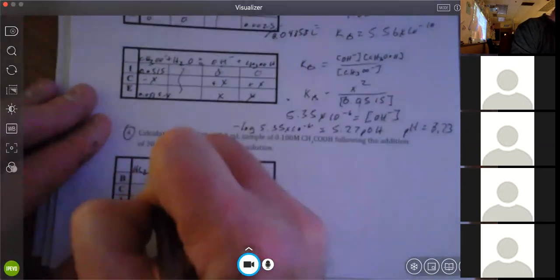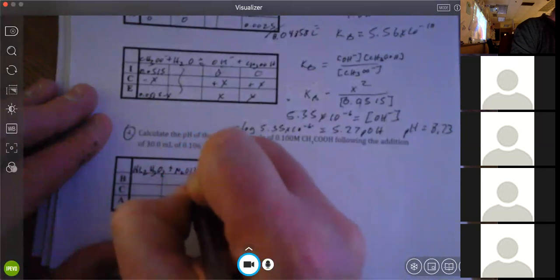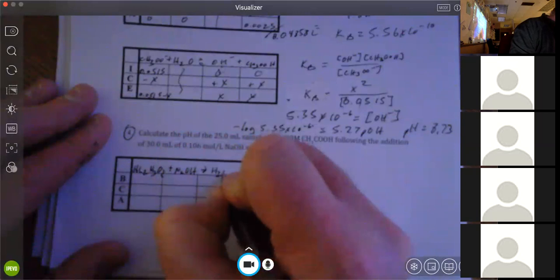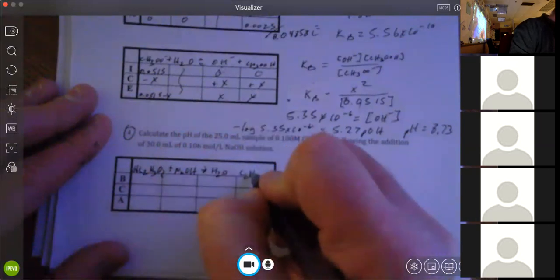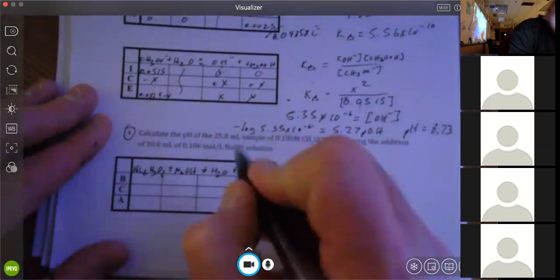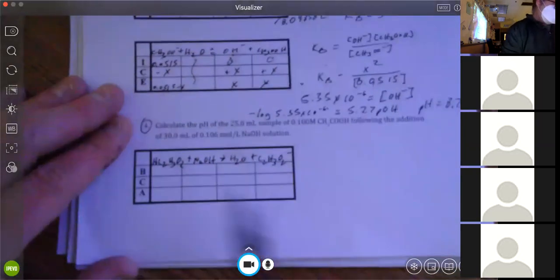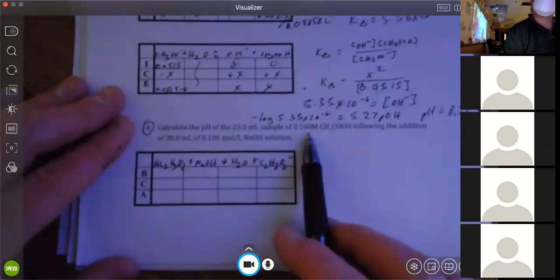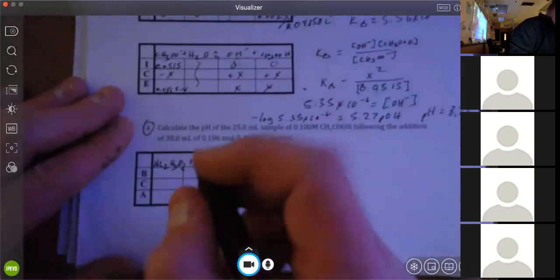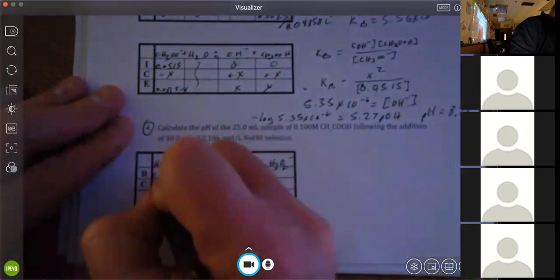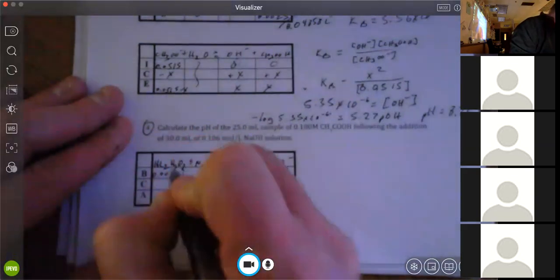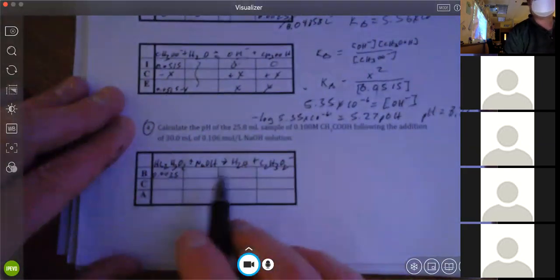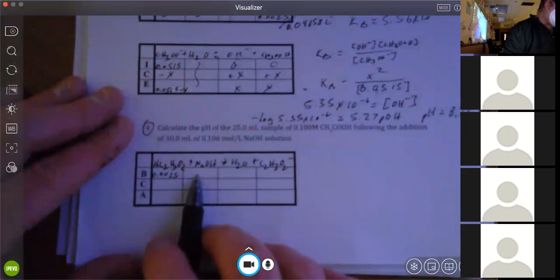HC2H3O2 plus NaOH yields H2O and C2H3O2 negative. Now the amount of the starting acid is not changed. So again, we still have that 0.0025 moles. Again, we have a reaction taking place here. This is reacting with this to form H2O. And this is the one we need to figure out.